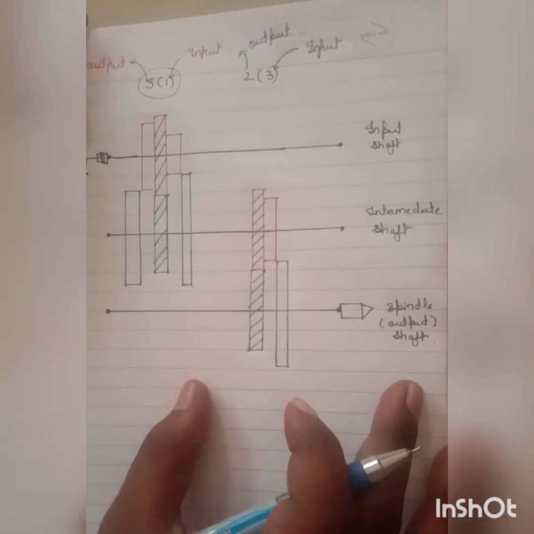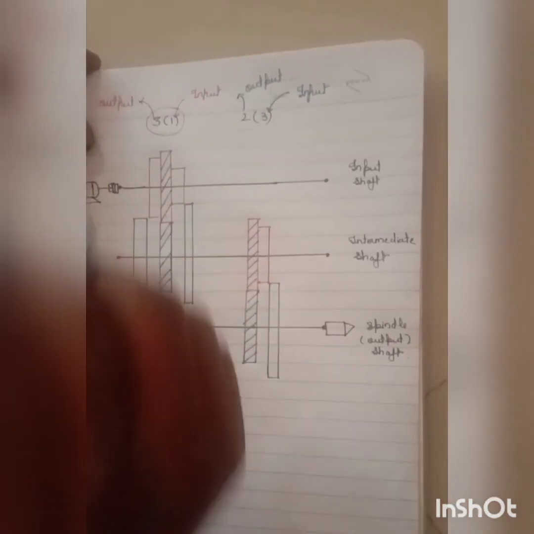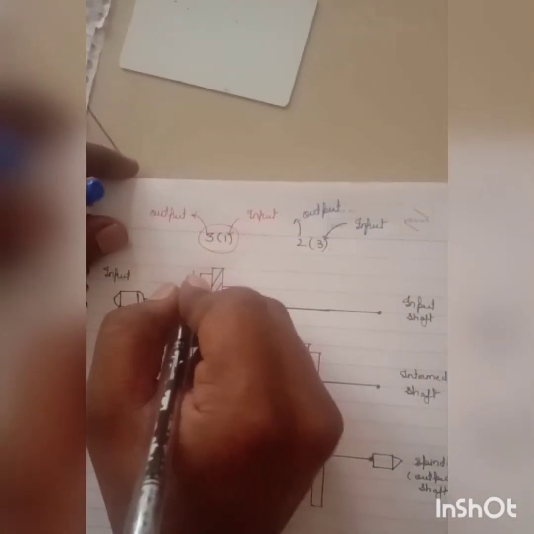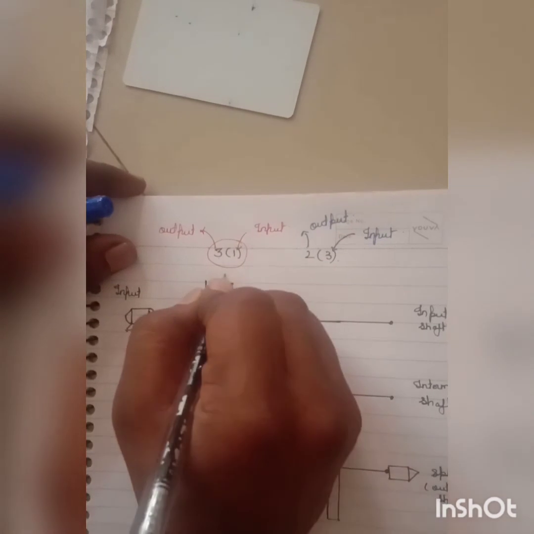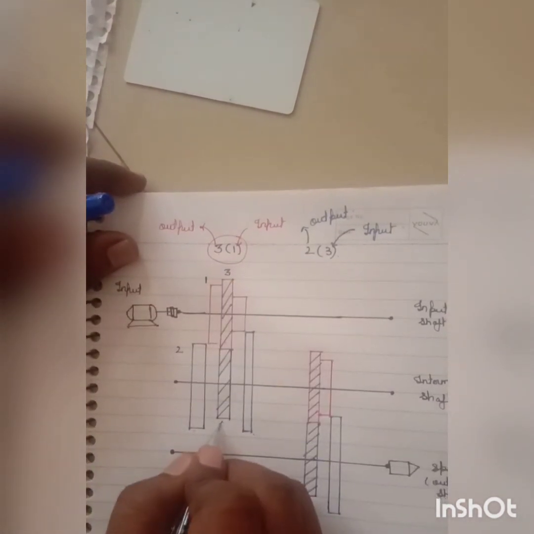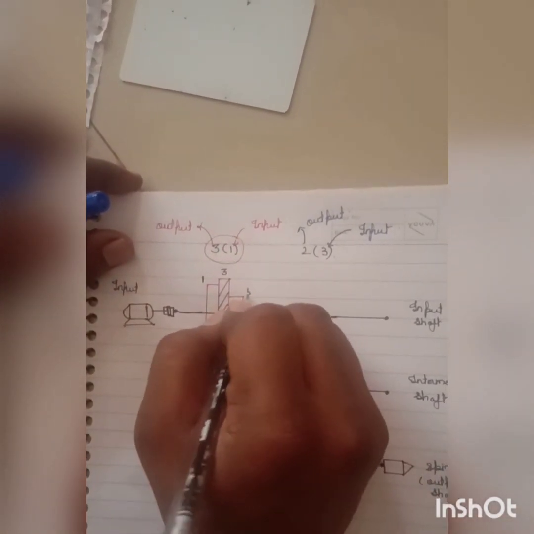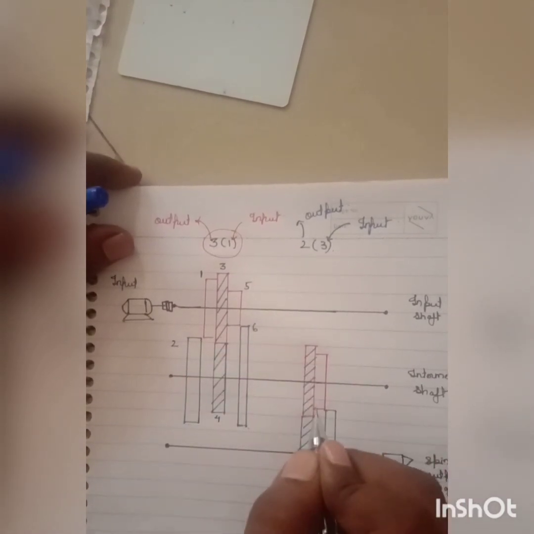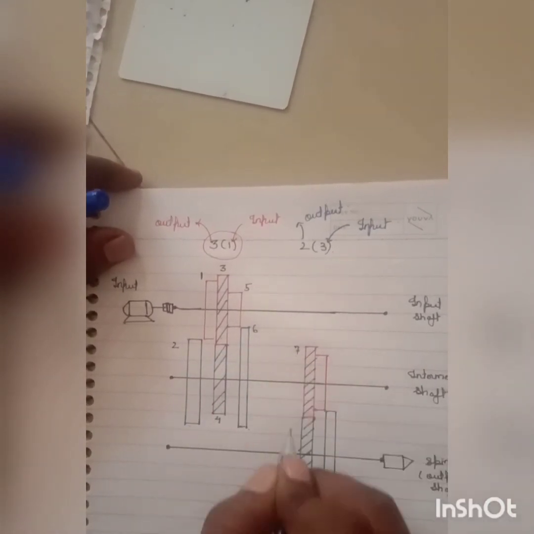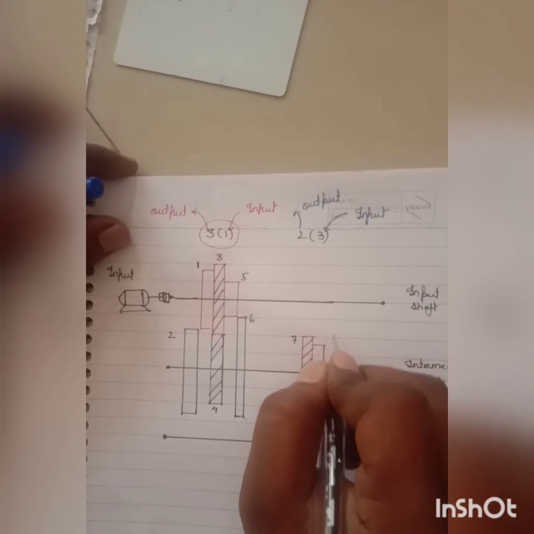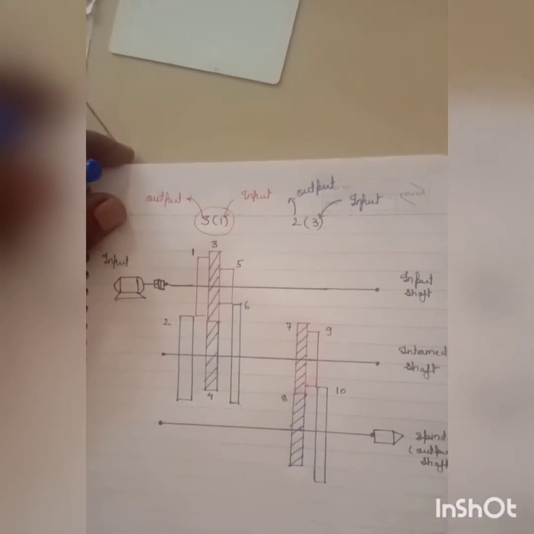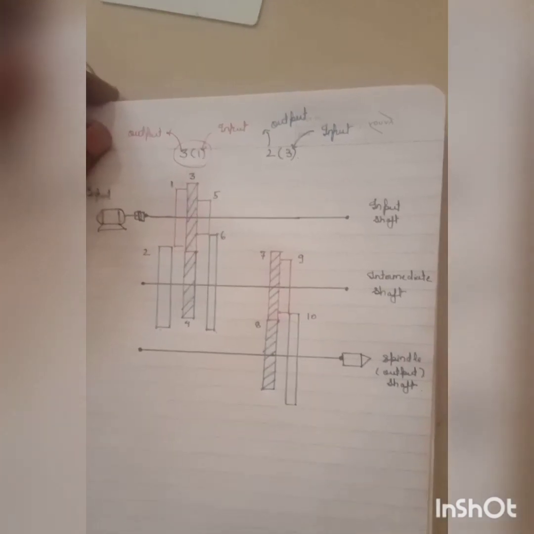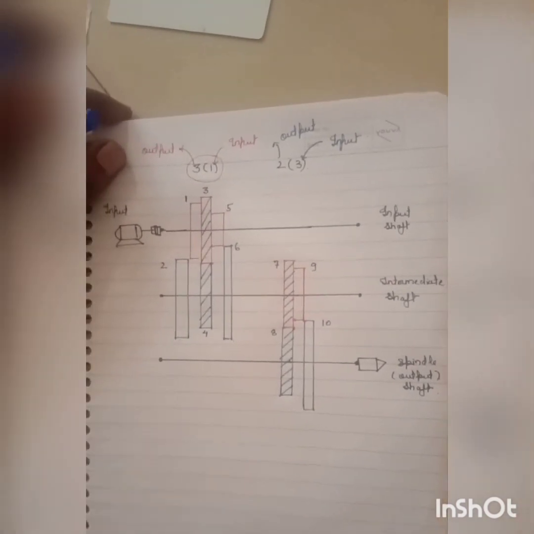Now I will show the numbering. This is how you number: 1, 2, 3, the meshed gear becomes 4, then 5, 6, 7, 8, 9 and 10. This is how we number the gears. That's it for the kinematic arrangement of a 6-speed gearbox.